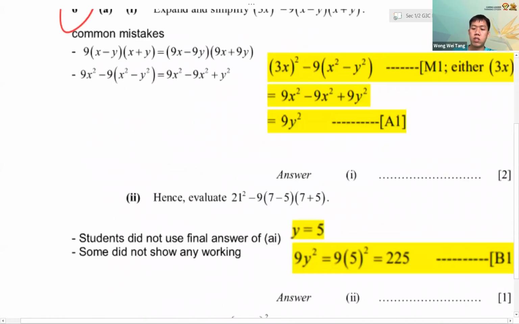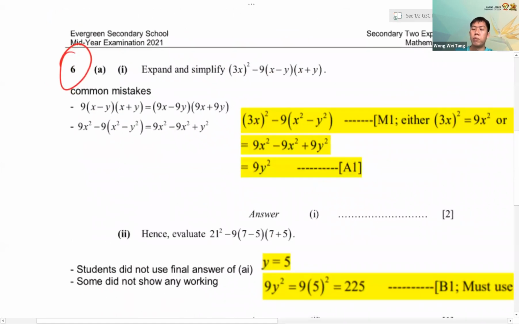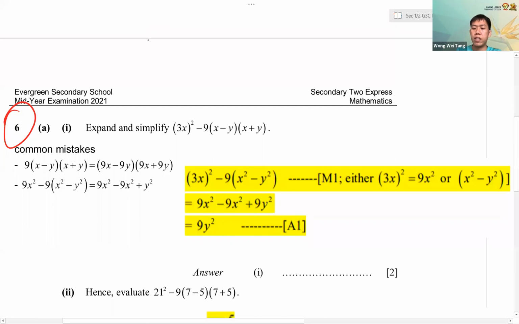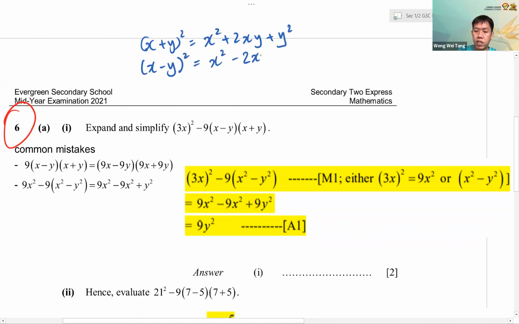Okay, next one, question 6A part 1. So remember the 3 different relationships we had. X plus y, when you square it, you get x squared plus 2xy plus y squared. When you have x minus y, when you square it, you get x squared minus 2xy plus y squared. These are the ones you have to memorize. And the final one, x plus y, x minus y, this will be our x squared minus y squared.